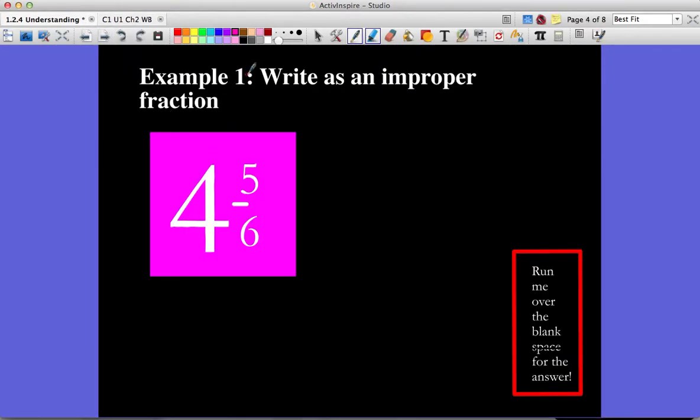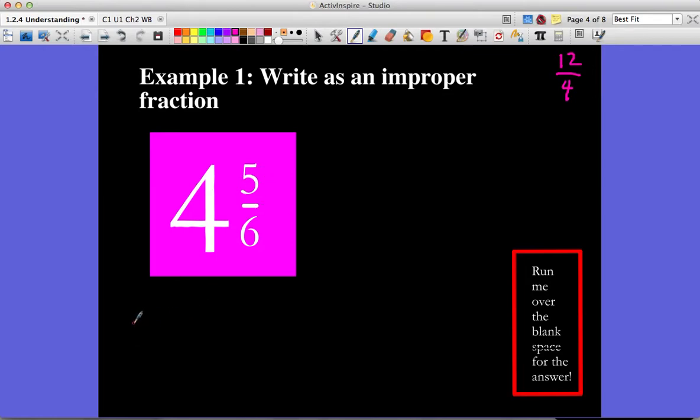So if we're going to write a mixed number as an improper fraction, we have to think of what a fraction means, even when it's improper or a whole number. So even if it is improper, if I have 12/4, that means I have 12 pieces and I need 4 to make a whole group. In this case, I have 4 whole groups, I need 6 to make a full group, and I have 5 left over.